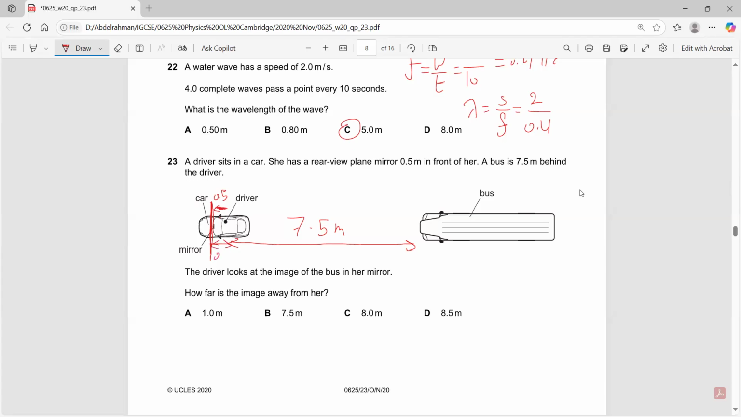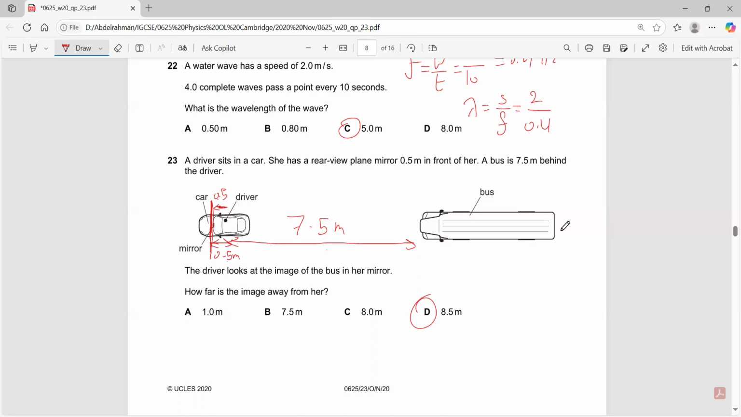Do not forget about this 0.5 meter distance. So the bus is actually what? The bus is actually 8 meters from the mirror, and the driver is 0.5 meters away from the mirror. So if you think about it, the total distance would be 0.5 plus 0.5 plus 7.5, giving you a total distance of 8.5 meters. Again, the bus is not 7.5 meters away from the mirror. No, it's 8 meters away from the mirror, and the driver is 0.5 meters away from the mirror. So 8 plus 0.5 is 8.5 meters.